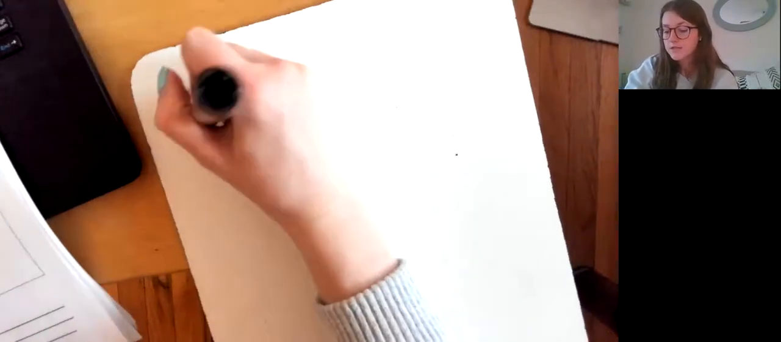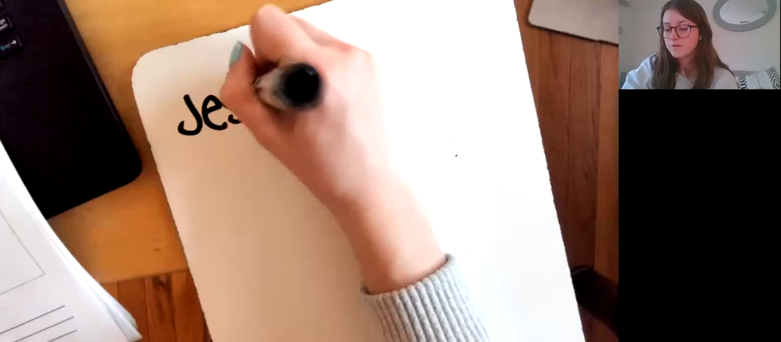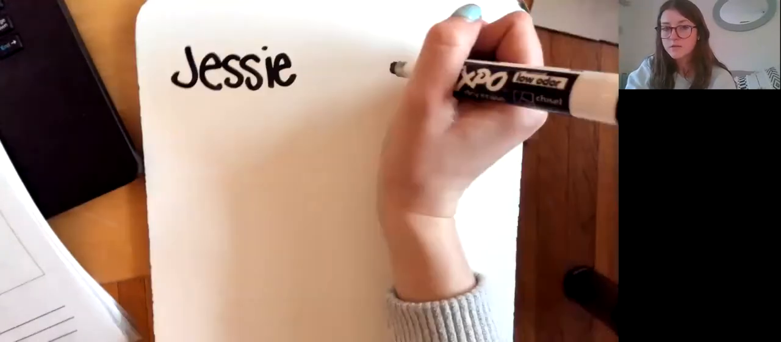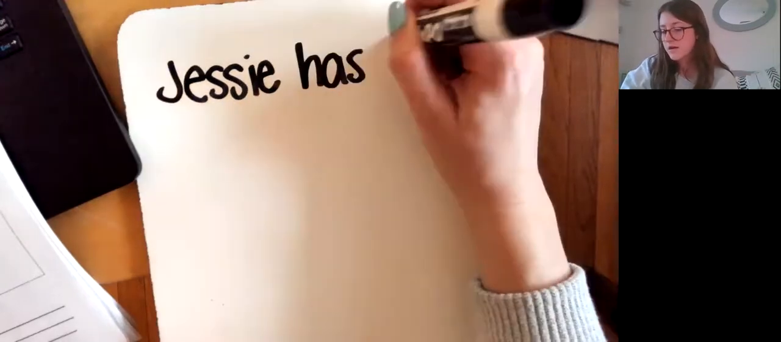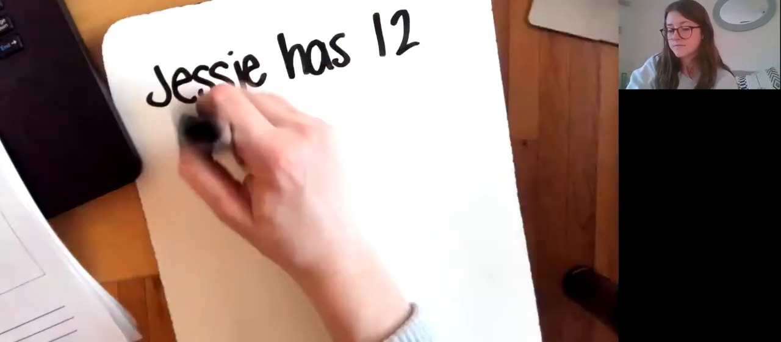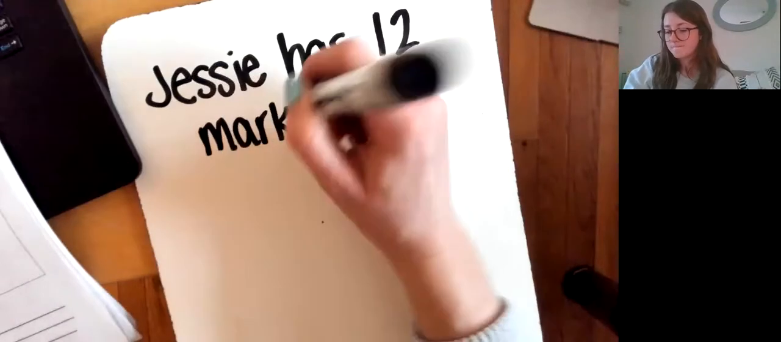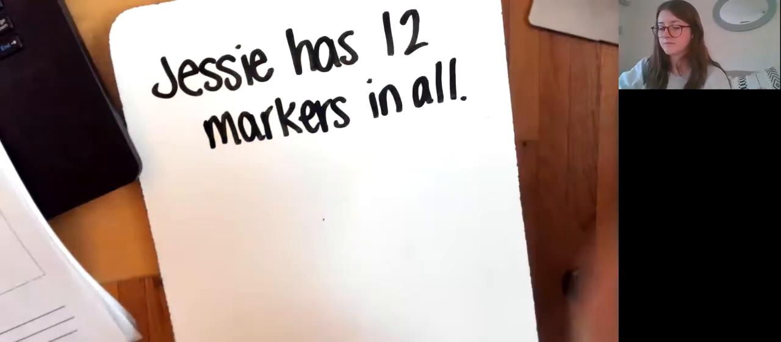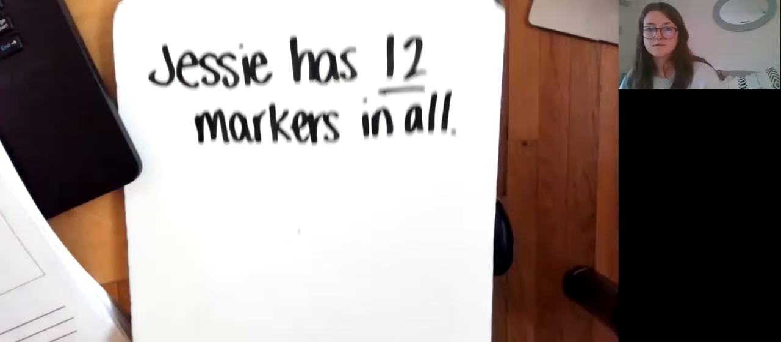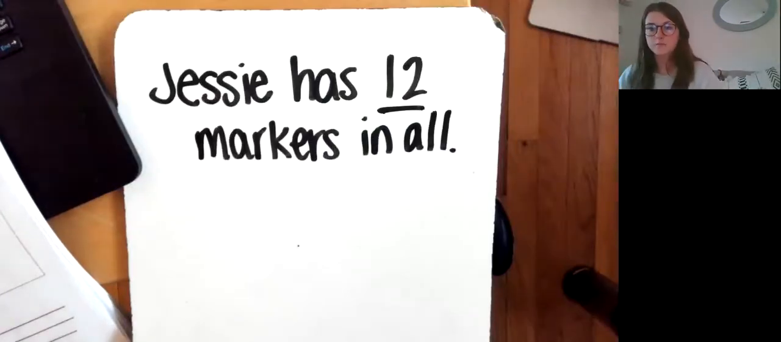At the bottom of your page, you're gonna write your sentence now to answer the question. So we found out, right, that Jessie, we're gonna write a complete sentence to answer the question. So Jessie has 12 markers in all. So this sentence answers the question that the problem was asking me.